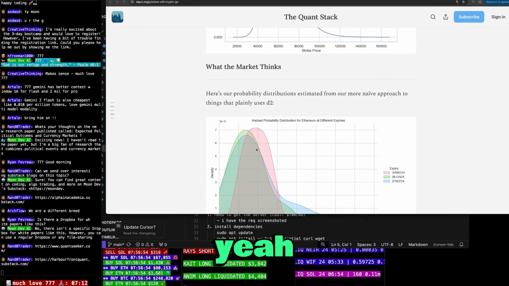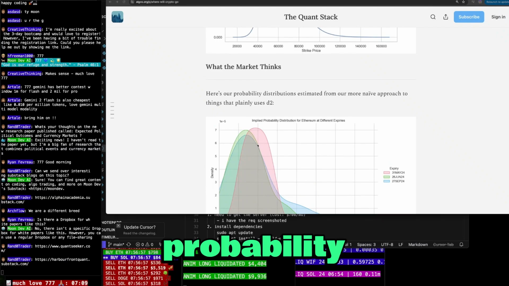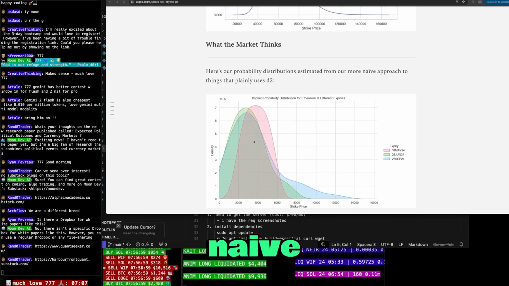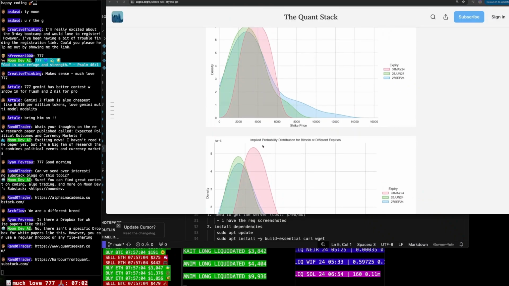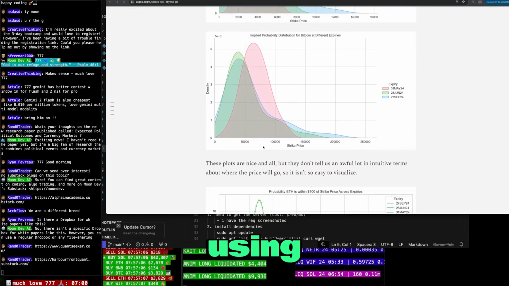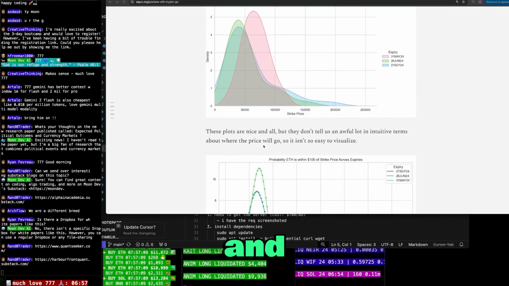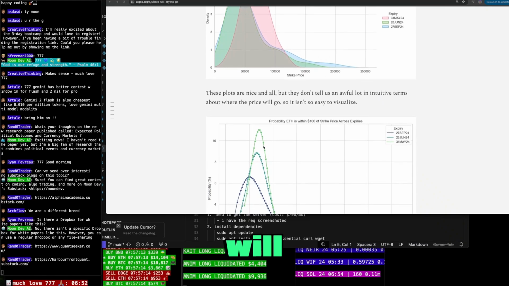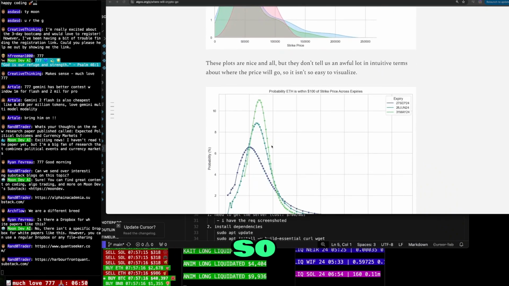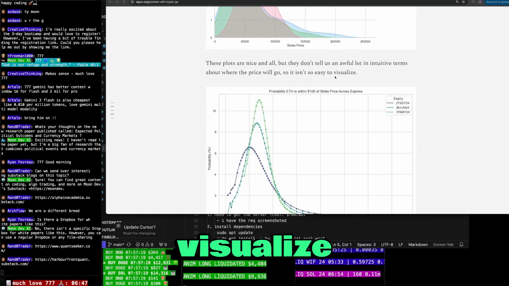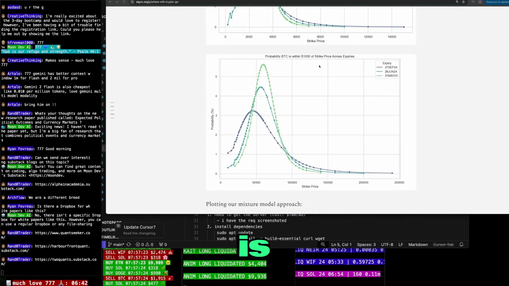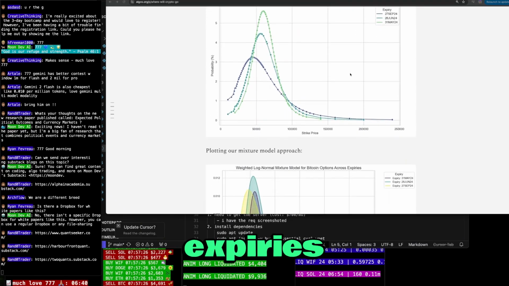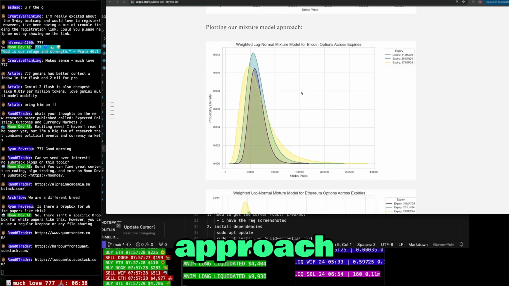What the market thinks. Here are our probability distributions estimated from our more naive approach, which plainly uses D2. Okay, so he's using options here in crypto. These plots are nice and all, but they don't tell us an awful lot in intuitive terms about where the price will go, so it isn't so easy to visualize. Probability BTC is within 1000 of strike price across expiries, plotting our mixture model approach.